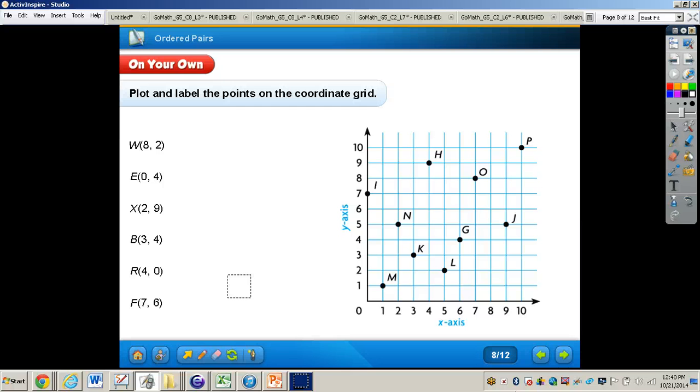Okay, I want you to work through these problems at your seat all by yourself. And you need to plot and label the points on the coordinate grid. When you're finished, you can press play and I will have these answers for you. So pause the video now. Okay, here are the plotted points that represent these letters on the coordinate grid. Make sure your answers match mine.